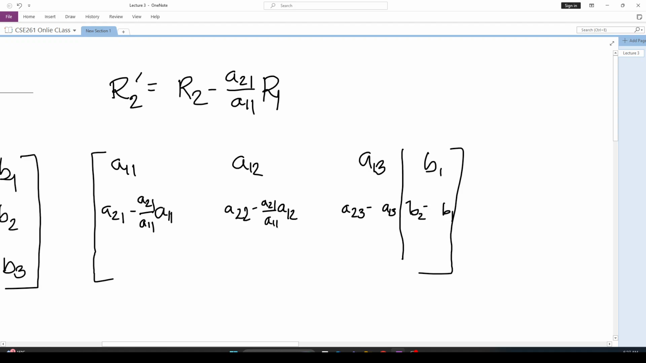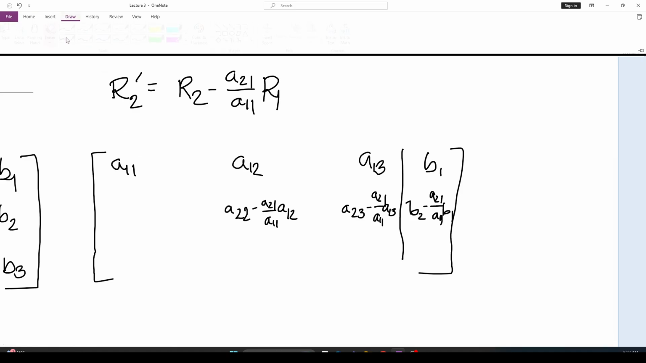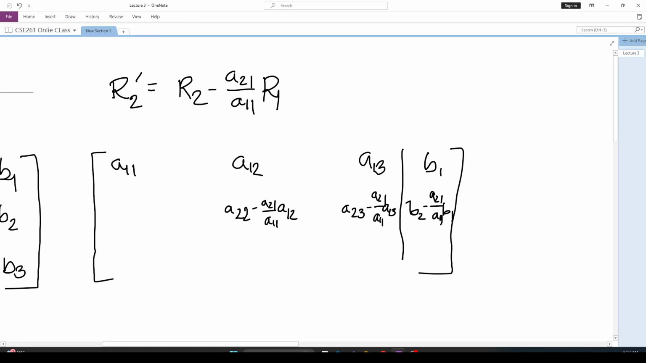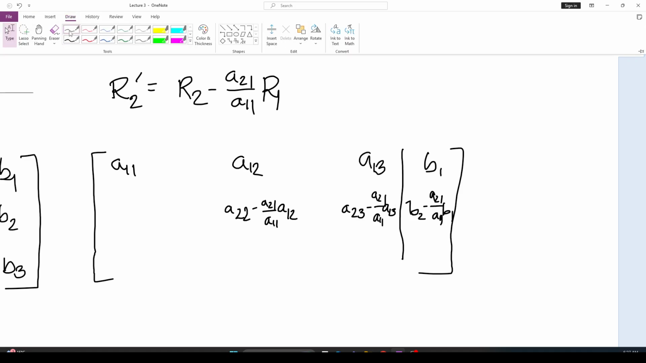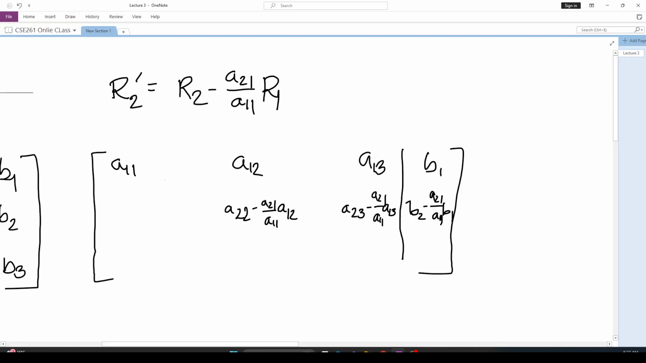Then it will become something like this. And over here, I can see that a11 will demolish this one, and this one will become minus. So I'll have a 0 over here. Done. So similarly for r3 prime, I can do the same stuff.